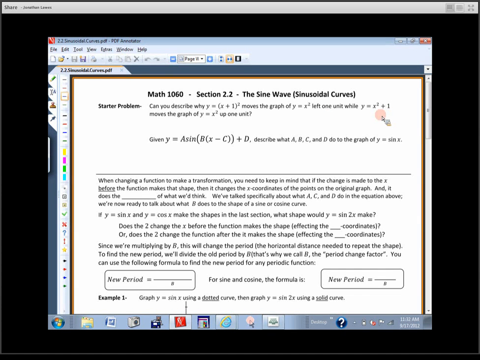So they're both the same parent graph, the regular old parabola. This one moves it to the left 1 unit, and this one moves it up 1 unit. So can anybody, this one's the easier of the two. Can anybody explain this to us?